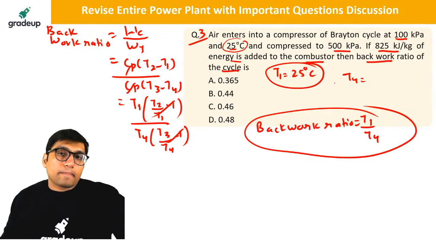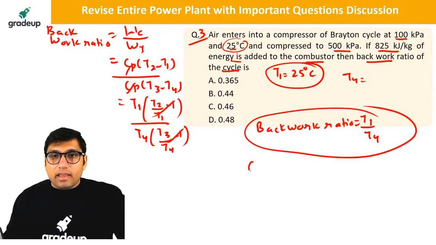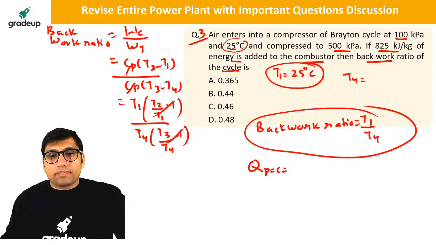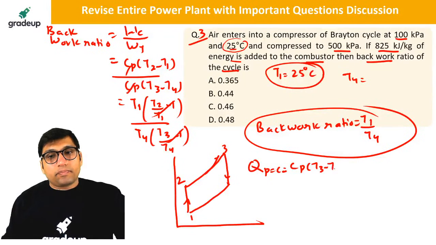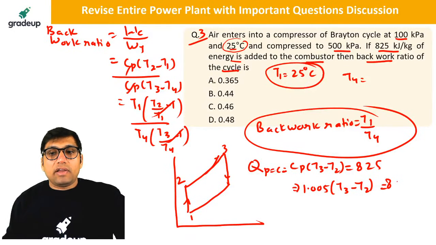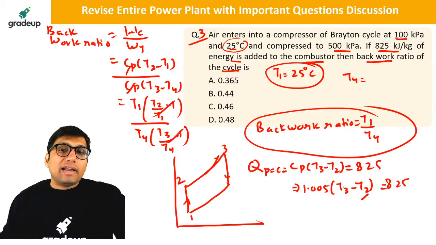So how can you get T4? They have given the heat added. Heat added is at constant pressure in the Brayton cycle. In the Brayton cycle, heat addition takes place between 2 and 3. So this will be equal to Cp of T3 minus T2. This is given as 825. Cp is equal to 1.005. So 1.005 into T3 minus T2 is equal to 825. If you know the value of T2, you can easily find this T3. So how can you find the value of T2?